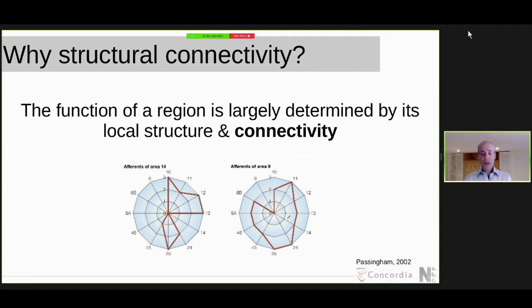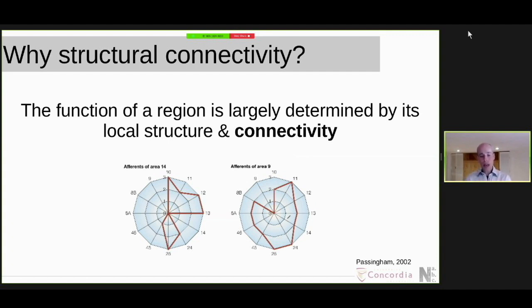I think this is a really nice illustration of it from Bazin in the early 2000s, and these are what are called connectional fingerprints. We have two different areas here, area 14 and area 9, and these are in non-human primates. So this was invasive tract tracing, over multiple animals. And here what you can see is that those two regions have differential connectivity.